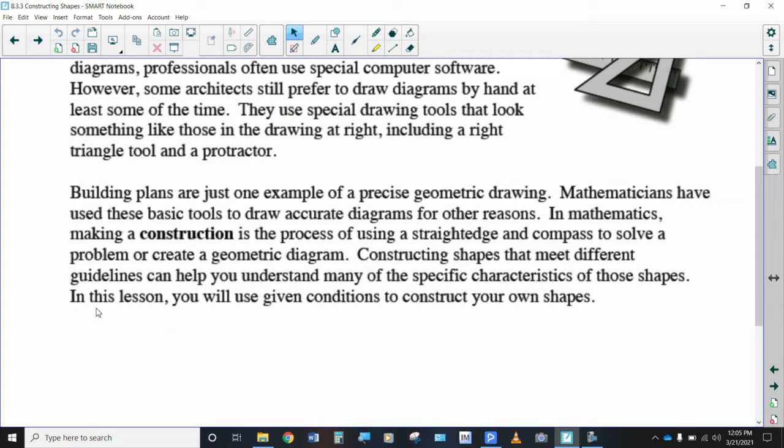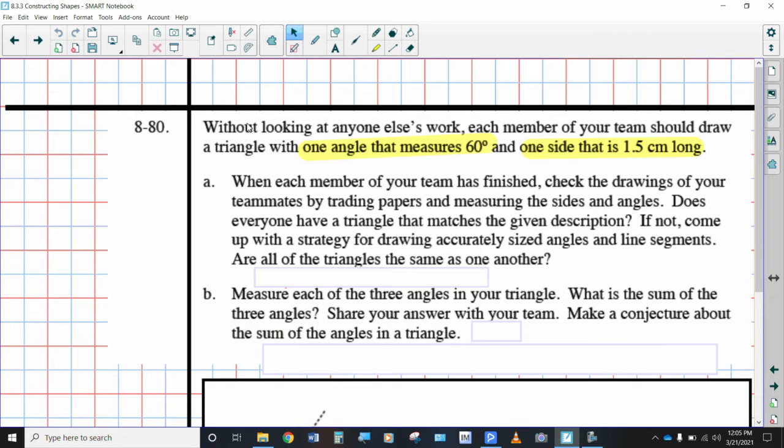So in this lesson, constructing shapes that meet different guidelines can help you understand many of the specific characteristics of those shapes. In this lesson, you will use given conditions to construct your own shapes. All right, so without looking at anyone else's work, you obviously can't, you're watching this on a video, so it doesn't really matter. Each member of your team, or just you, should draw a triangle with one angle that measures 60 degrees and one side that is 1.5 centimeters long.